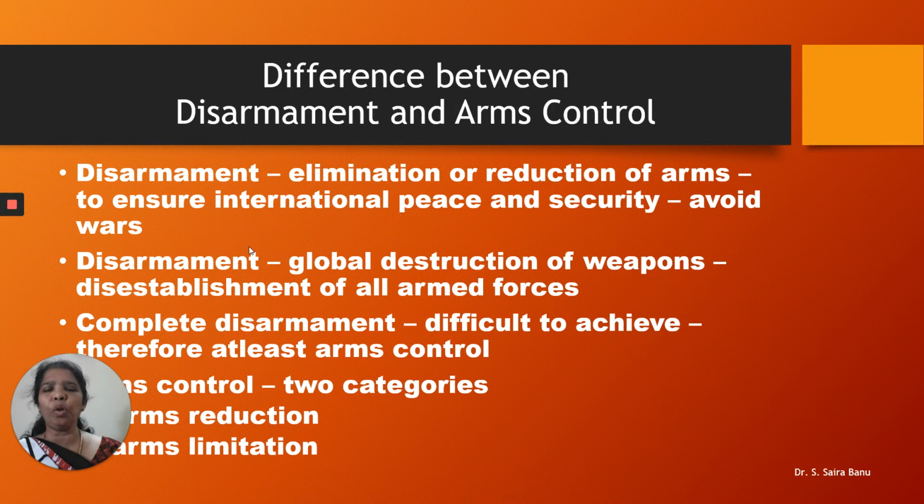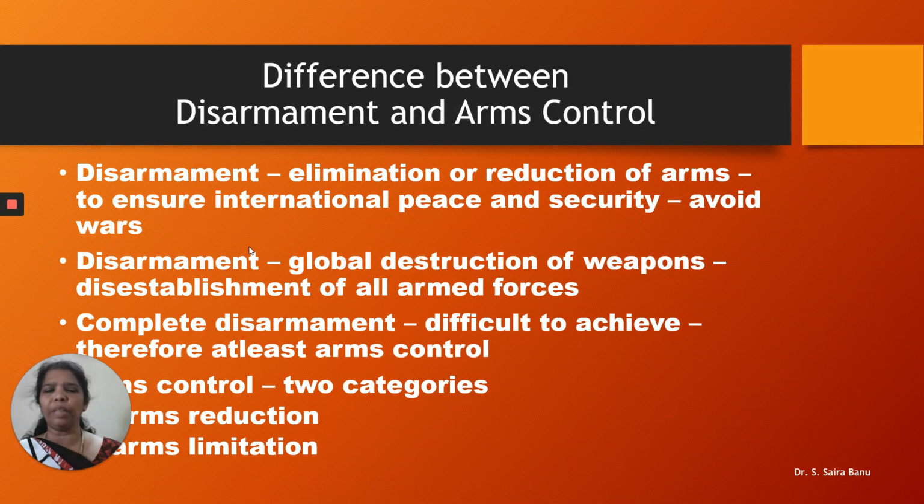So you destroy these armed forces, this establishment. There is no need to have these armed forces when there is no threat of war. What is the need for war? That is the point, and this is complete disarmament. Sometimes complete disarmament is not possible. It is difficult to achieve.